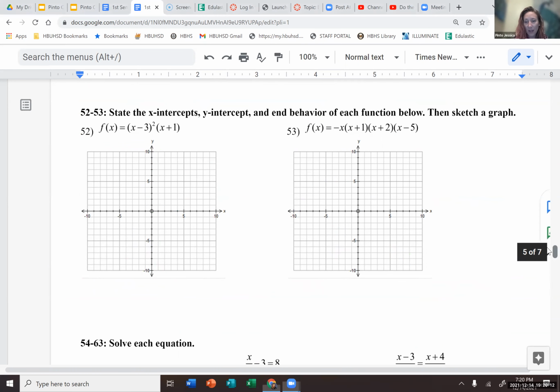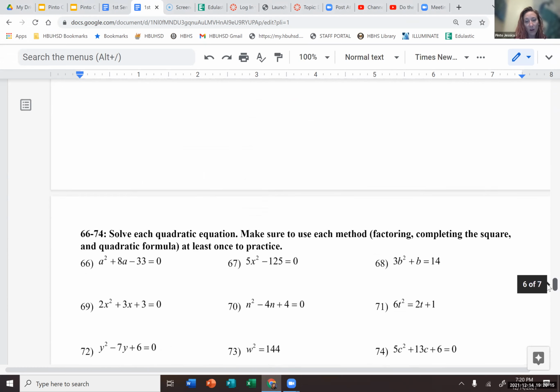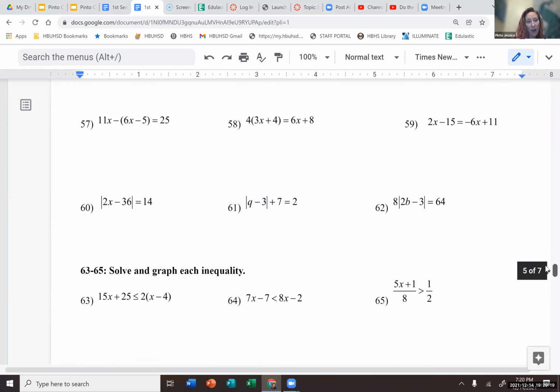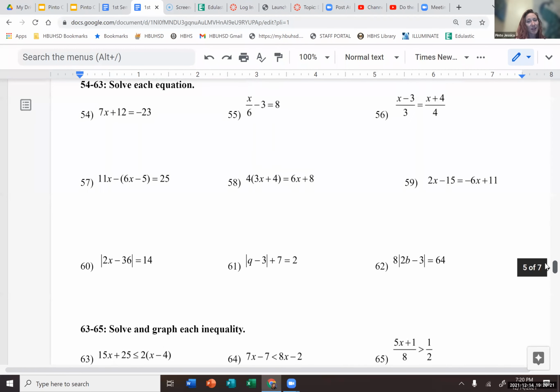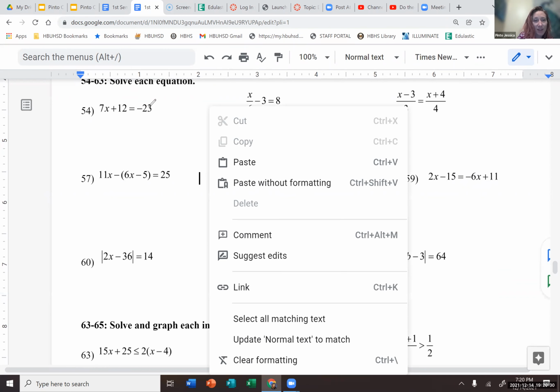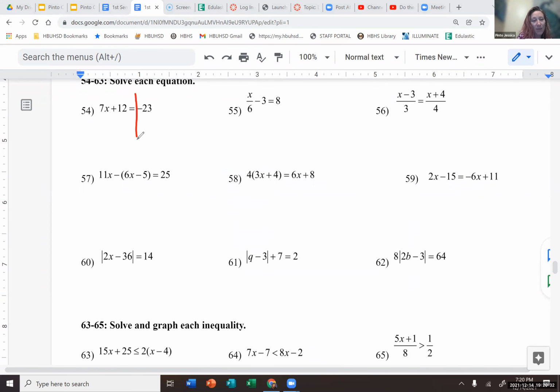Let's move on. We're moving on to just solving equations and then writing equations. So solving these equations, we're looking back. These are all single variable equations, just solving. So balance the equation. That was supposed to be at the equal sign.